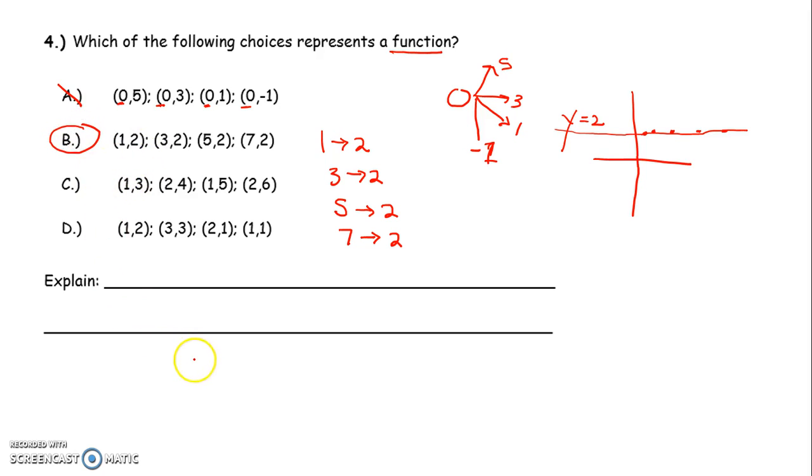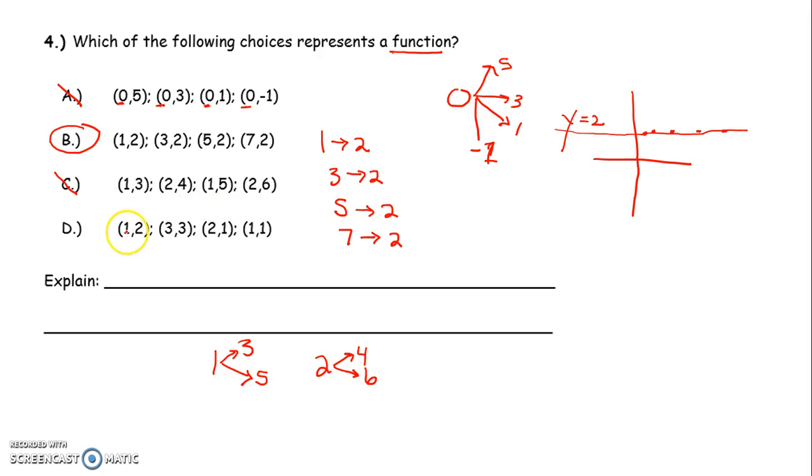Next one, why is c not a function? Well, 1 tries to map to 3, and then 1 again over here tries to map to 5. You can't have x trying to pick 2 different y values. It's not allowed. It would fail the vertical line test. And again for letter C, 2 tries to map to 4 and to 6. Each x can map to 1 and only one y. All right, that one doesn't work.